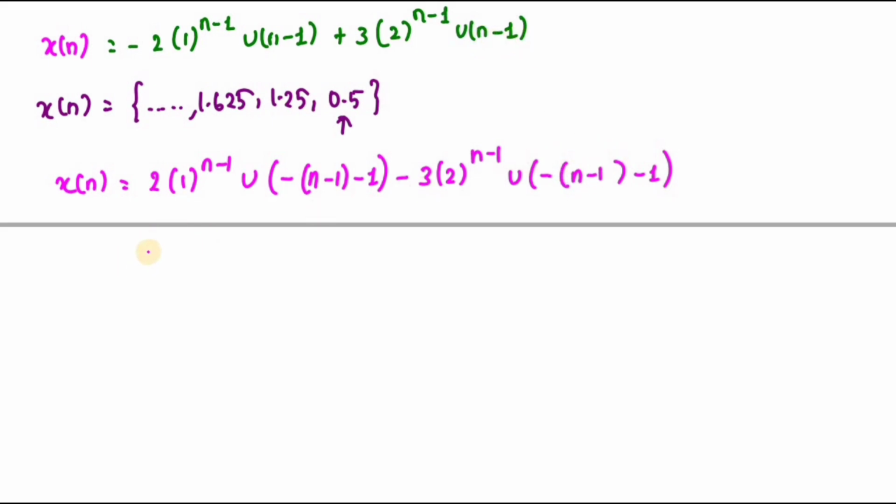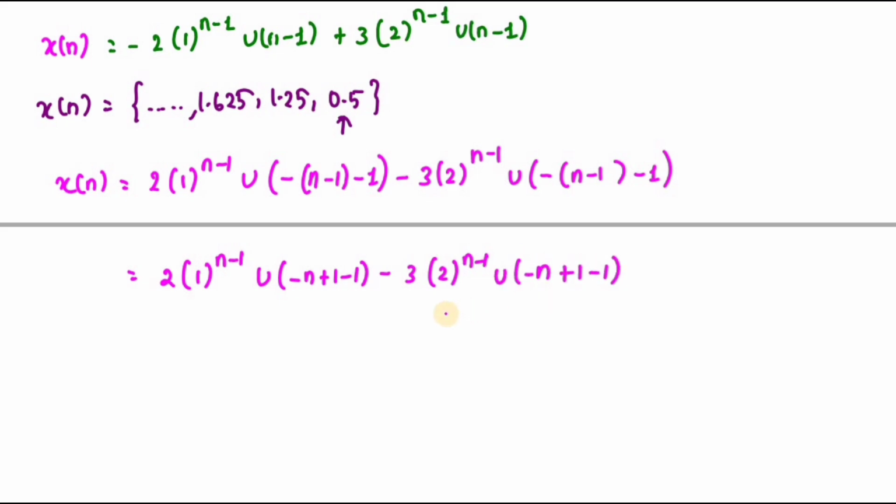So if I solve, I will get 2 power 1 power n minus 1 u of minus n plus 1 minus 1, minus 3 into 2 power n minus 1 u of minus n plus 1 minus 1. So we will get 2 power 1 minus 1 u of minus n minus 3 2 power n minus 1 u of minus n. This is your x of n value.